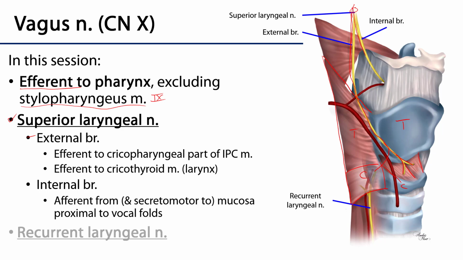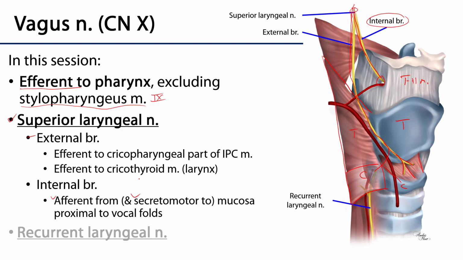The other branch of the superior laryngeal nerve, the internal branch, is heading down here, and it is going through this little hiatus in the thyrohyoid membrane here. And it's being accompanied by the superior laryngeal artery on its way through. This internal branch has two functions. It is afferent from the mucosa of the larynx, proximal to the vocal folds, and it is also secretomotor to the glands within the mucosa, proximal to the vocal folds.